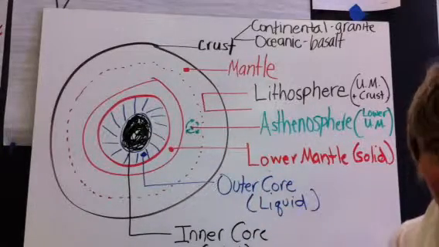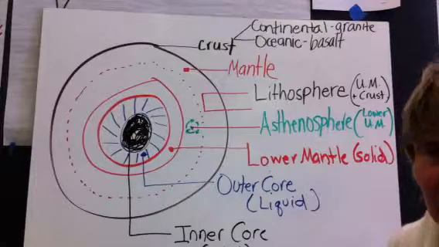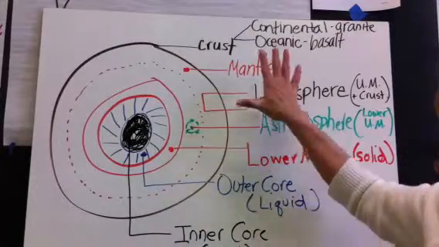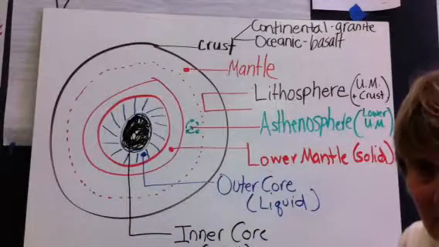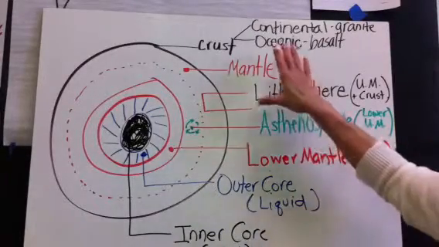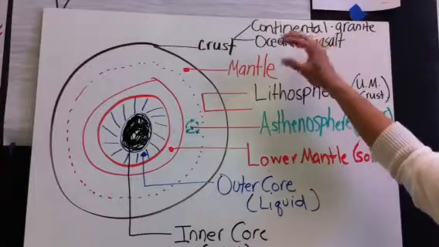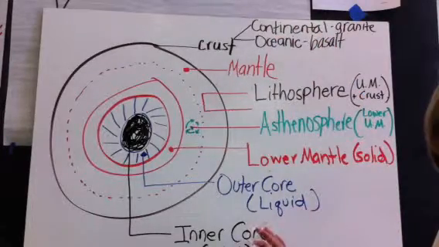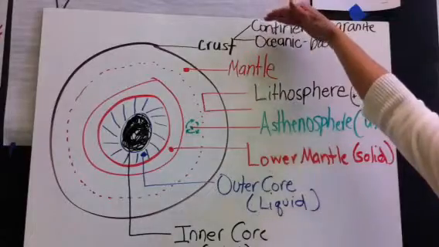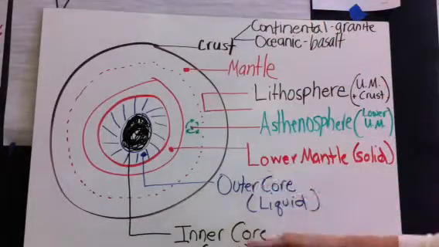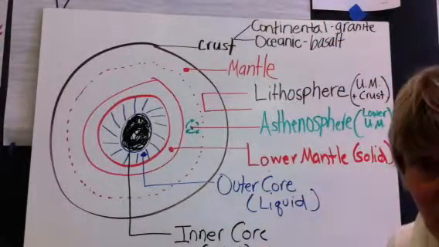Now, what you need to do is you need to draw this out and label it, just like I have, so that you will understand the different layers. Remember, the layers go in order of density, least dense to most dense. That's how the layers go.